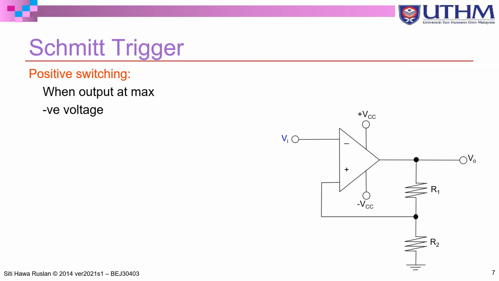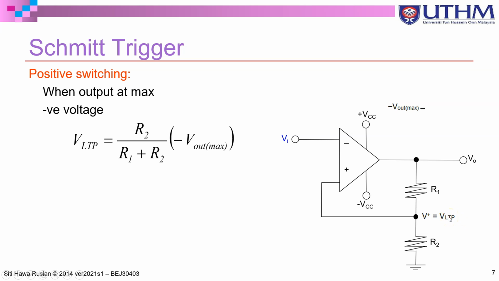We'll have a positive switching. So your V out at negative value, your V plus now is called V lower threshold point, and this lower threshold point is the voltage across R2. So using a voltage divider, we have VO multiplied with R2 divided by total resistance R1, R2. Only that the V out now is negative V out max.